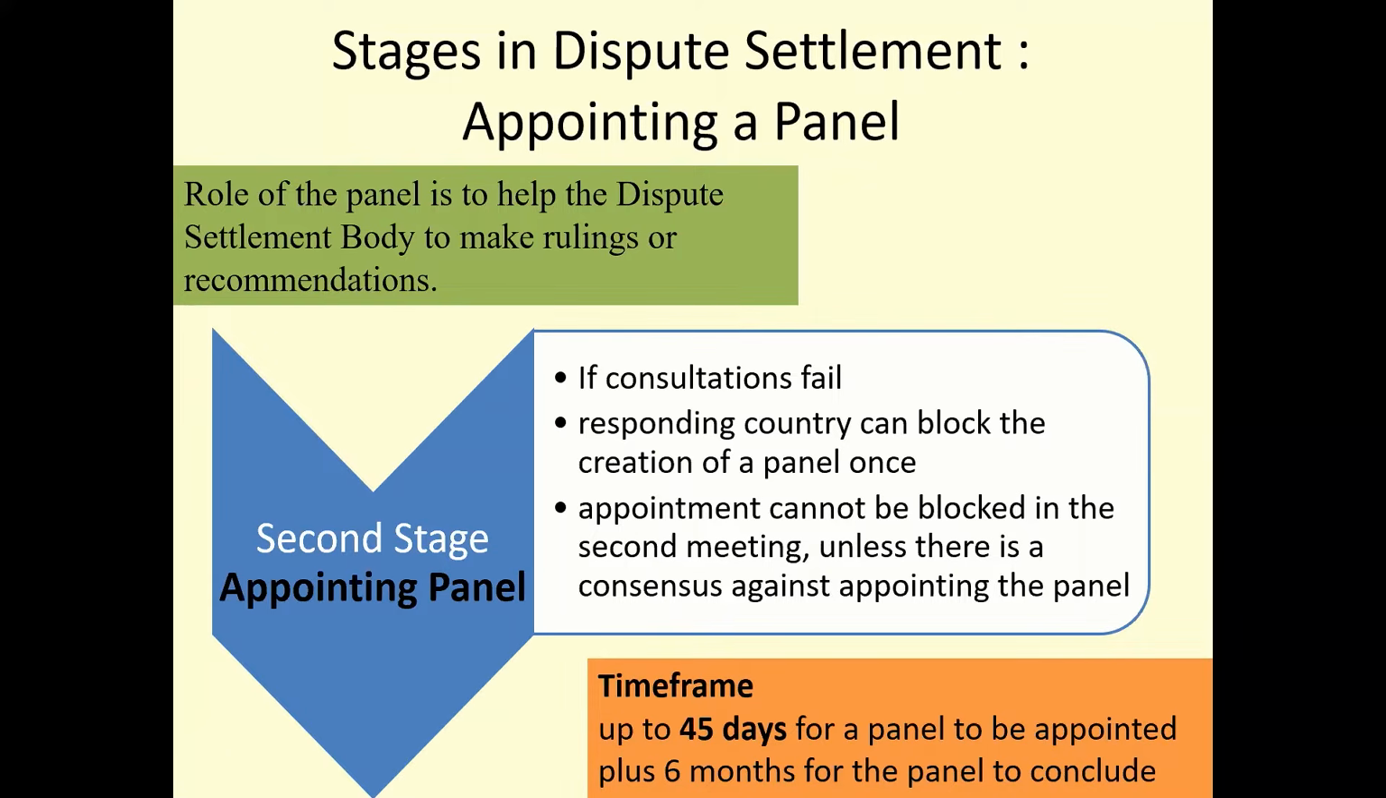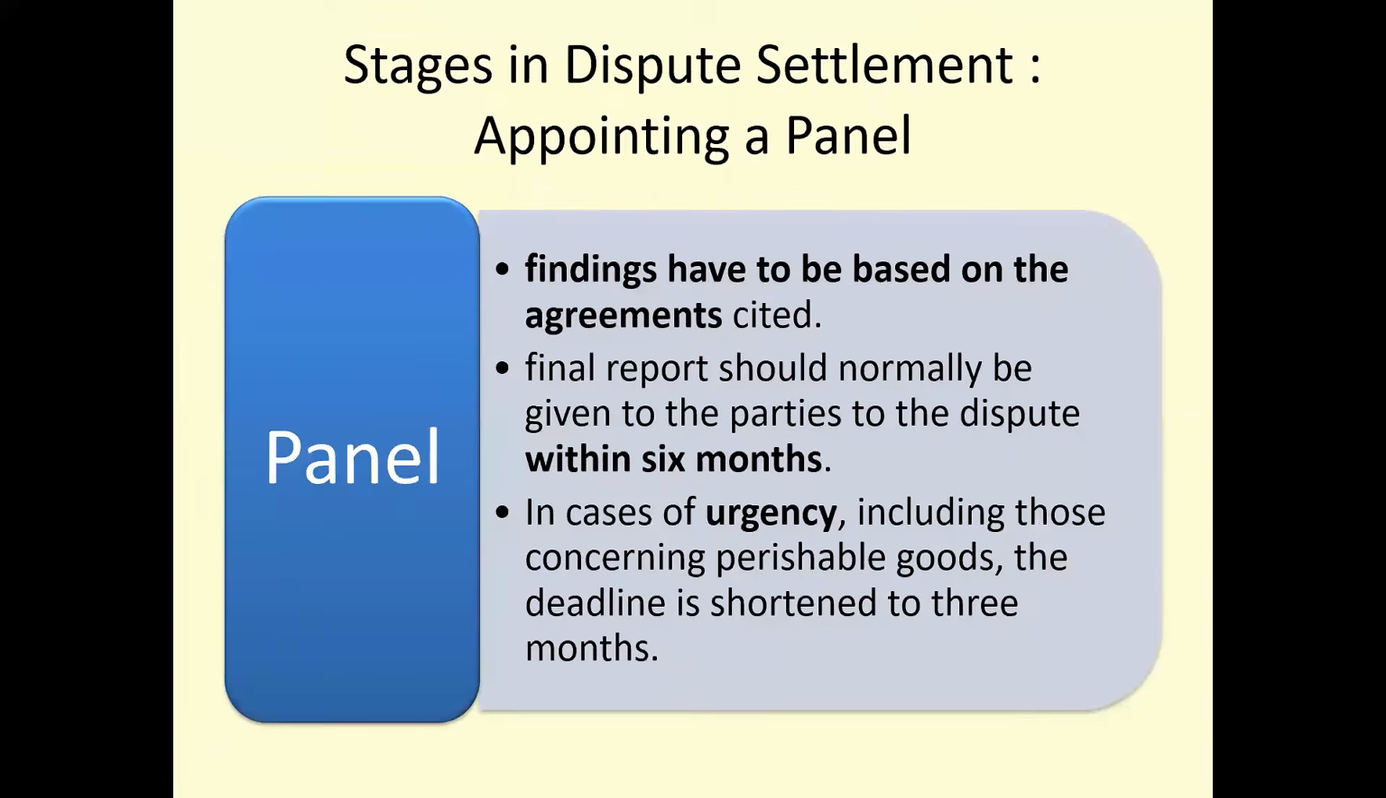The role of the panel is to help the dispute settlement body to make rulings or recommendations. The panel findings have to be based on the agreement cited in the complaint. The panel's final report should normally be given to the parties to the dispute within 6 months. In case of urgency, including those concerning perishable goods, the deadline is shortened to 3 months.